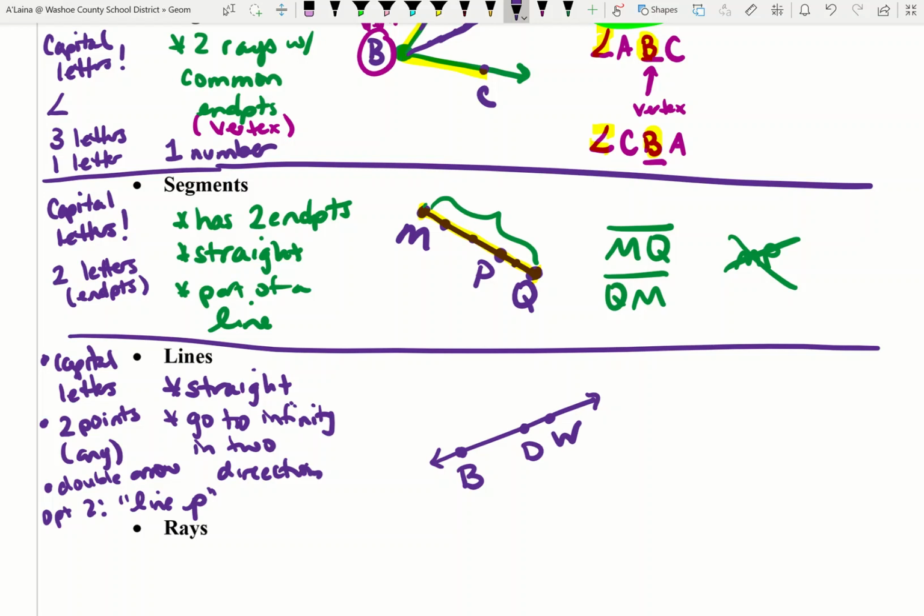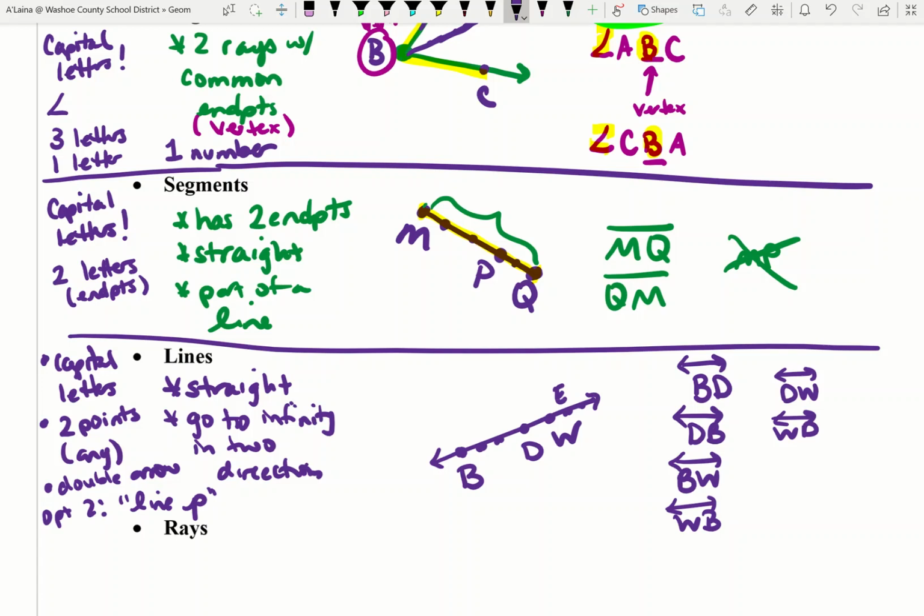If I wanted to name this line, I could pick any two letters, any 2 points. They need to be capital letters, and I will draw a double arrow above them. It does not matter which point comes first and which point comes second. It doesn't matter which 2 points you choose, and you can keep changing the order. So there's a lot of options. Now I only named 3 points on this line, but there are more. There's an infinite number of points, and I could choose to name them and create more ways to name this line.